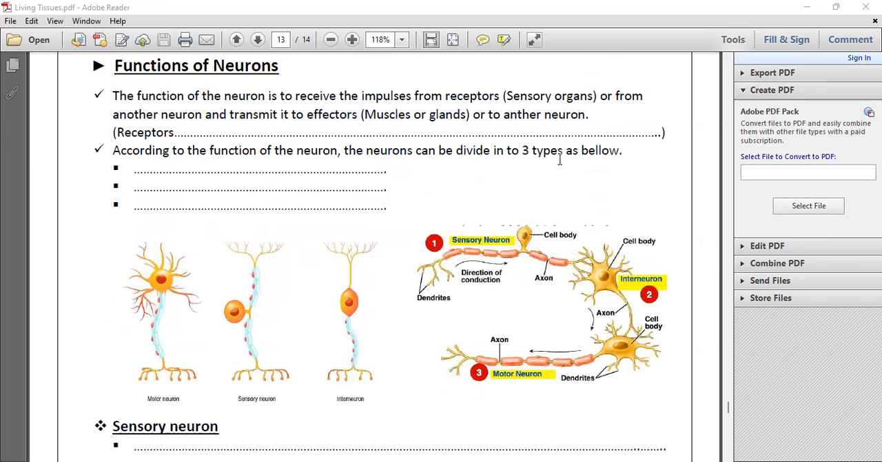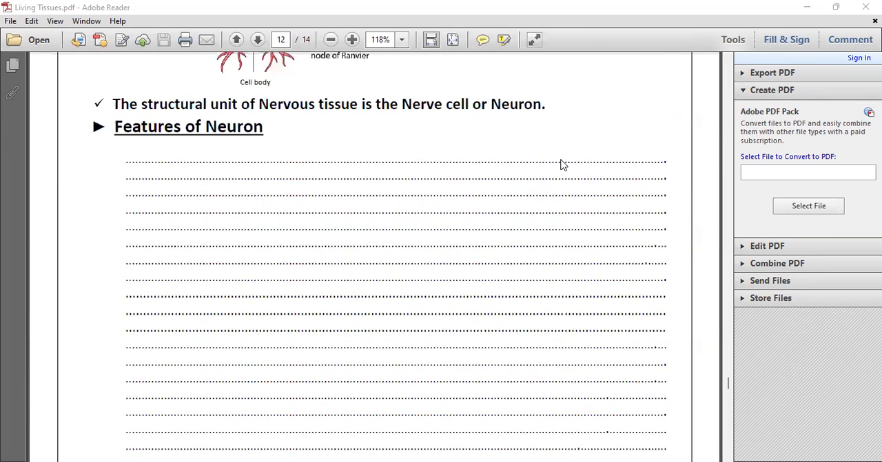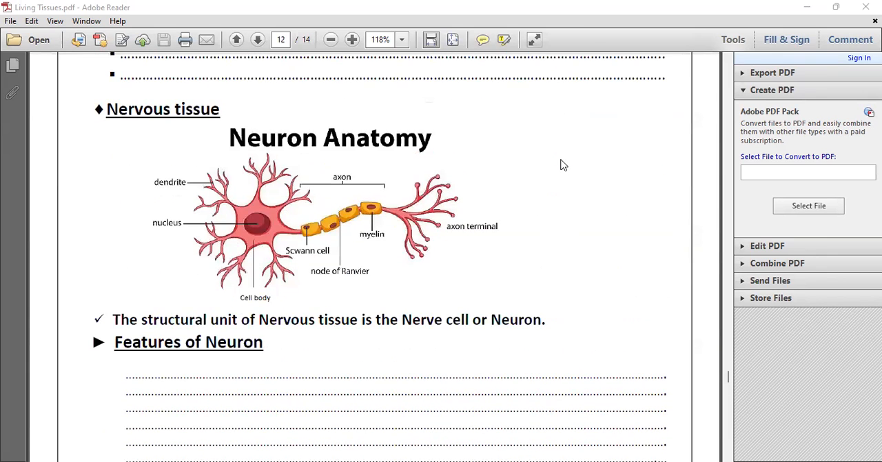Last day, if you can remember, we spoke that a neuron has these dendrons, and also these axon terminals. If you can remember, the dendrons are these, right? Dendrons are these. The dendrites are the small branchings, and then the axon is this, and axon terminals are these, right?